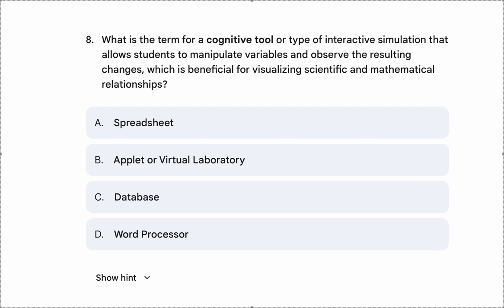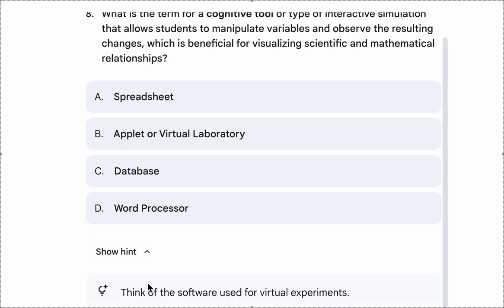Number 8, what is the term for a cognitive tool or type of interactive simulation that allows students to manipulate variables and observe the resulting changes, which is beneficial for visualizing scientific and mathematical relationships? A. Spreadsheet. B. Applet. C. Database. D. Word processor. Your hint for this is, think of the software used for virtual experiments.